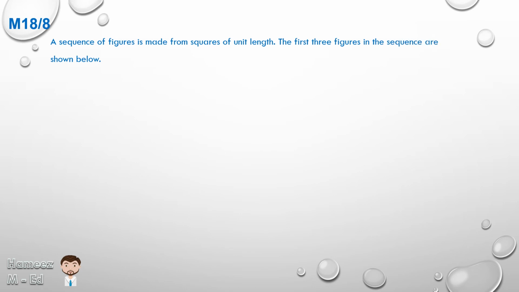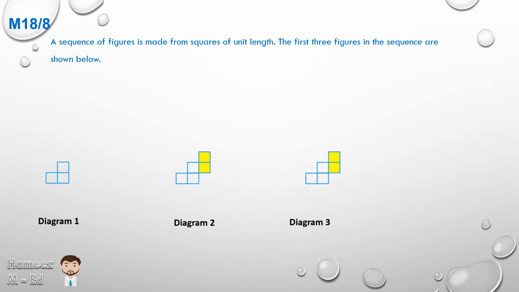May 2018, number 8. A sequence of figures is made from squares of unit length. The first 3 figures in the sequence are shown below. Let's look at diagram 1. We can see that there are 3 unit squares formed in the shape of an L, 2 horizontal and 1 above it. If we extract it and show diagram 2, the difference is that 2 more vertical squares are added. We have them in yellow, so we can see the growth. From diagram 2 to diagram 3, we see 2 more added vertically upwards, which we have in green. So we can see the progression.